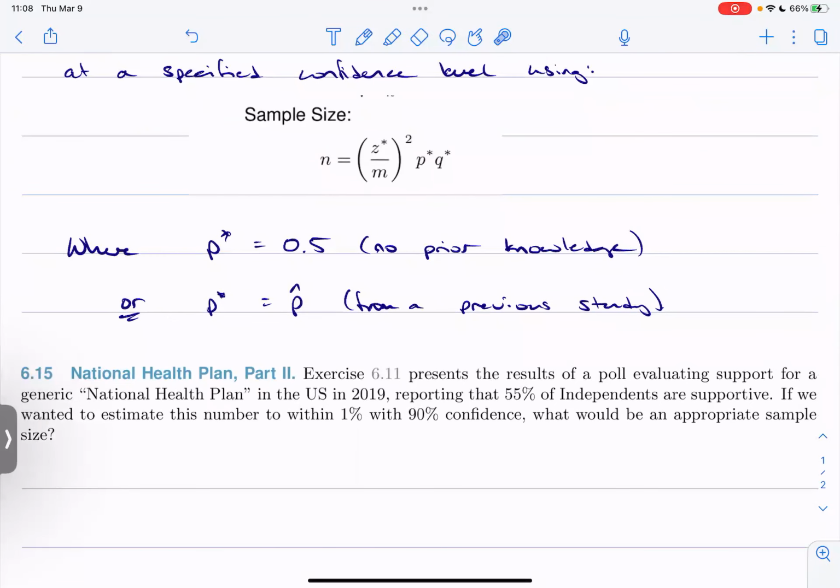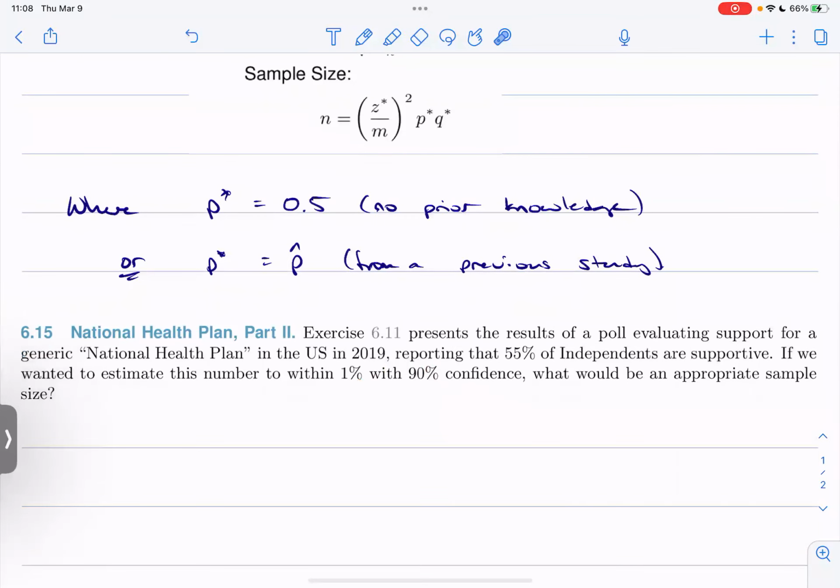And so we have just a little blurb here, exercise 6.11. It presents the results of a poll evaluating support for a generic national health plan in the US in 2019, reporting that 55% of independents are supportive. If we wanted to estimate this number to within 1% with 90% confidence, what would be an appropriate sample size?